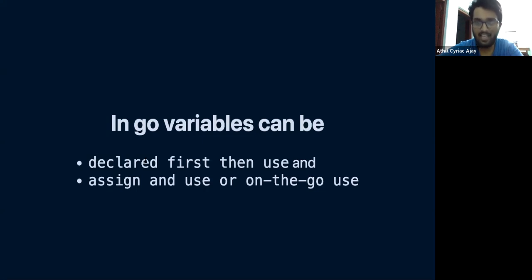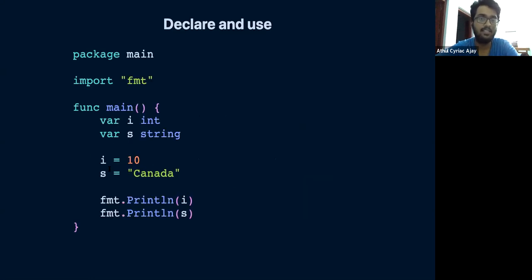And I'll show you some examples to understand how this declare first then use, and assign and use on the go stuff works. You all could see this code, right? Can you just go in the chat and say yes or no? Okay, you can all see this code. This is just code that prints out I and what I and S are. That's all. You'll understand it once this session is over.